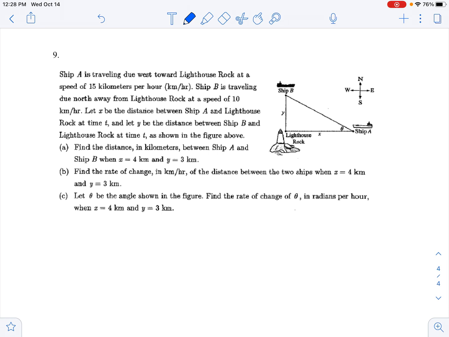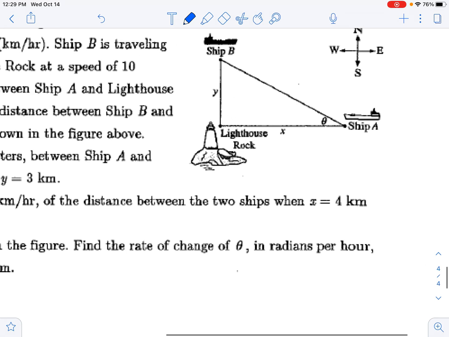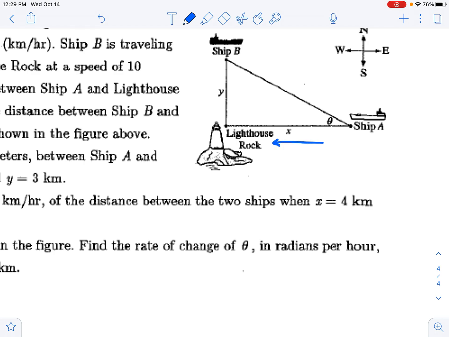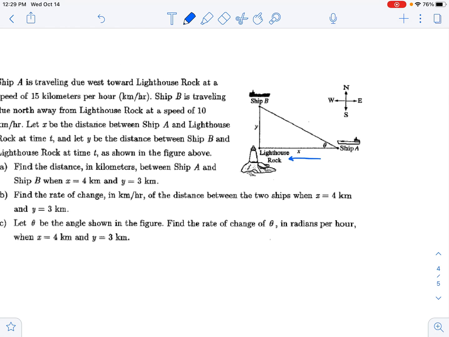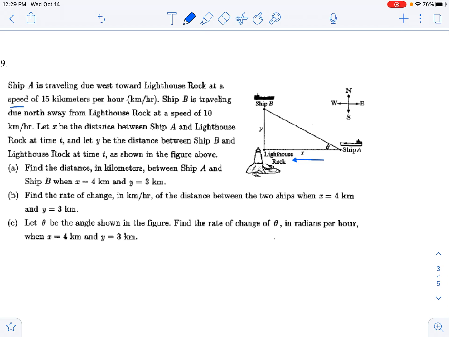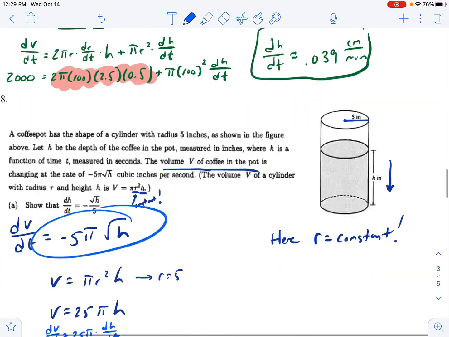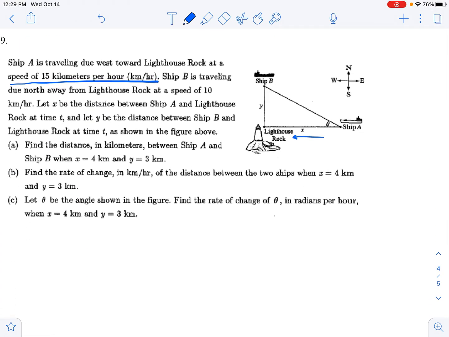And number 9. Ship A is traveling due west toward Lighthouse Rock at a speed of 15 kilometers per hour. So that's ship A. We're going toward Lighthouse Rock, at a speed of 15 kilometers per hour. So that's side x. What's happening to the length of side x here? Is it getting bigger or smaller? It's getting smaller. So dx/dt is negative 15 kilometers per hour.